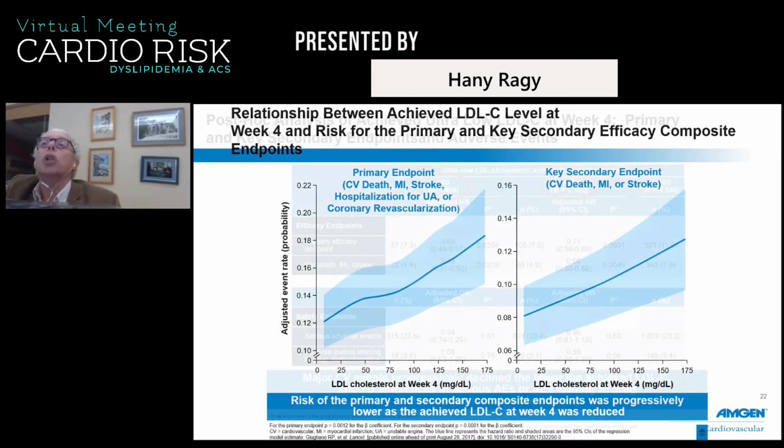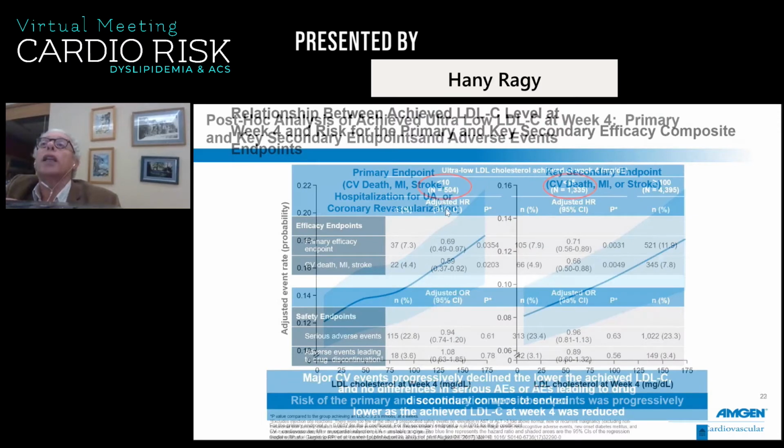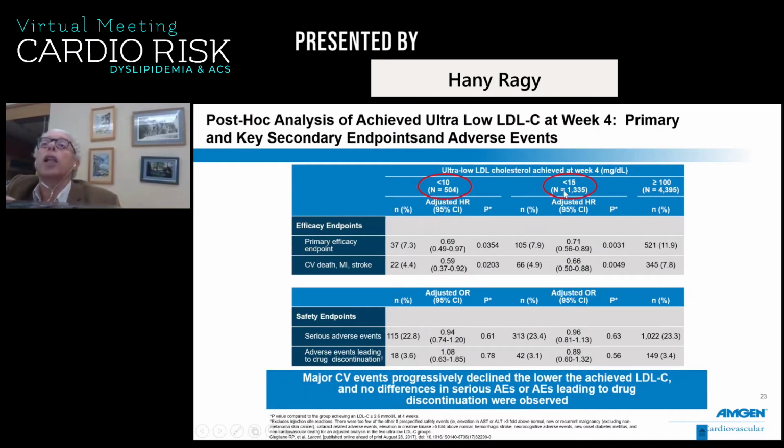The ultra-low LDL, so patients with LDL less than 10 or less than 15 had great improvement in events. There were no differences in serious adverse events, and no differences in adverse events leading to drug discontinuation. So low LDL was fine.